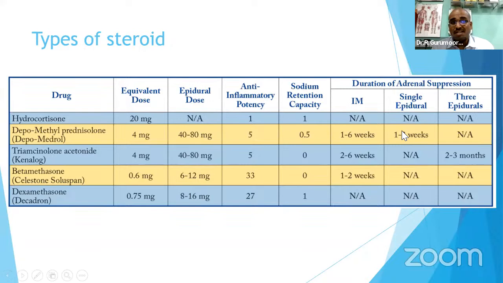The most commonly done will be methylprednisolone, but we don't have data at present for dexamethasone. But still, mostly we do with methylprednisolone. Its average will last for 3 weeks. Suppression will be there for 3 weeks.